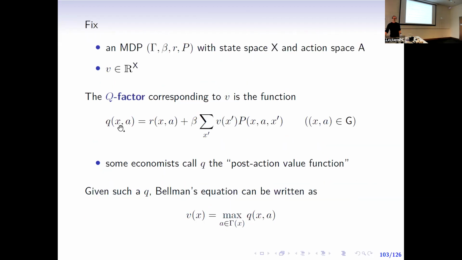For example, I could introduce what's sometimes called the Q factor. And what other people call, I forget exactly what John called it, the specific value function. Whereas in reinforcement learning, they tend to call it the Q factor. So if I define the Q factor in this way for a given V, then the Bellman equation just looks like this.